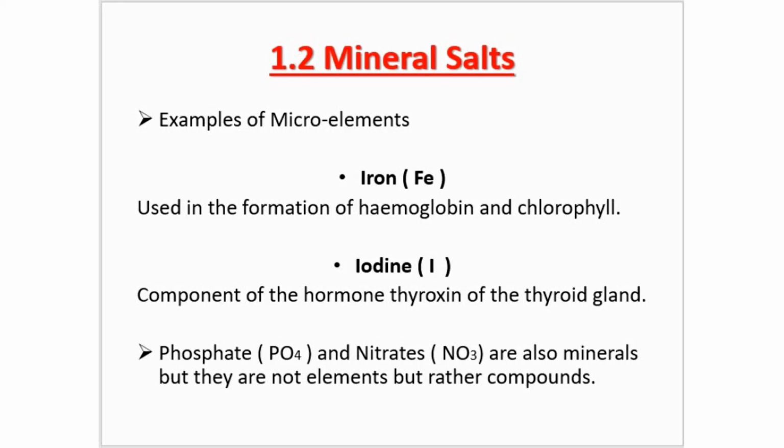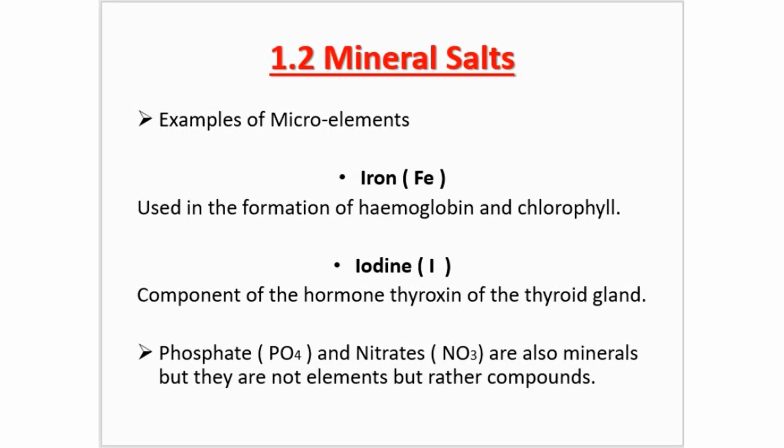Now, iron is used in the formation of hemoglobin and chlorophyll. Hemoglobin is the transporting protein found in blood that transports oxygen, and chlorophyll is needed for photosynthesis in plants. And then iodine is a component of the hormone thyroxine of the thyroid gland. Don't really stress too much about what thyroxine and the thyroid gland are.